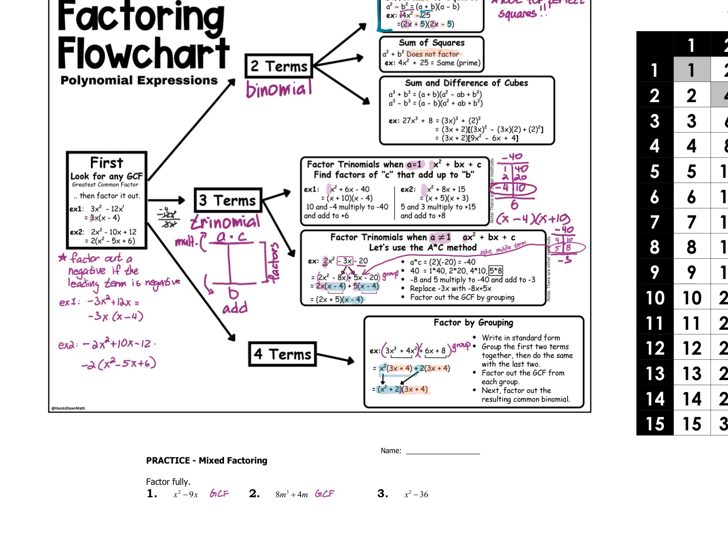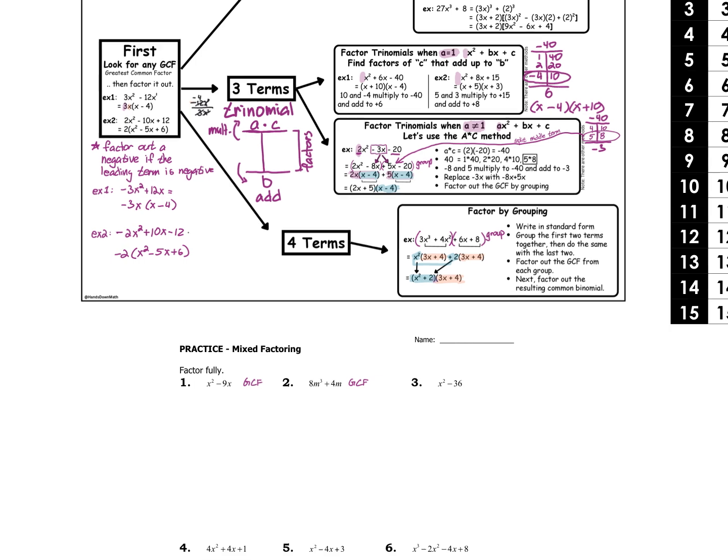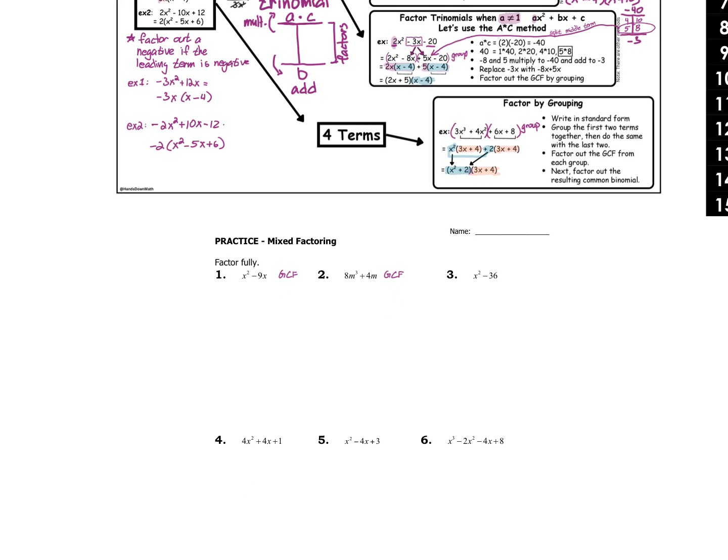Okay, so that was a quick review of how to do each of the factoring and how to use this flowchart. Now let's actually put this into action here. So number 1, we've already determined that we need to factor out the GCF. So go ahead, pause, factor out your GCF, and see what you have.